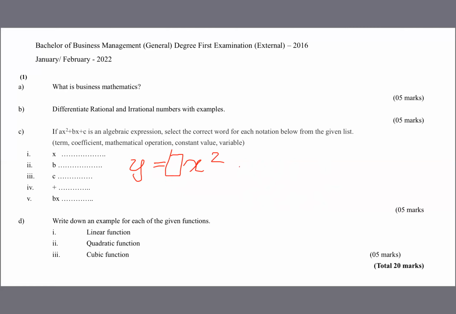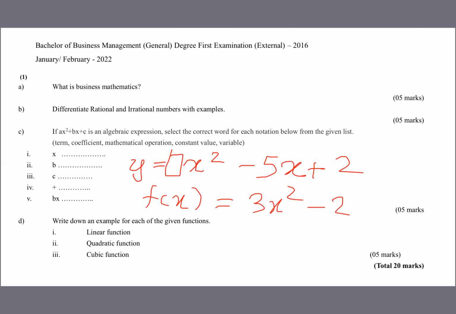Anyway, x squared minus or plus 5x, right? If there is an x term, or if there is a constant term, you can also put it. Or you can write f(x) = 3x squared minus 2. In this case there is no x term, but it doesn't matter, because the compulsory requirement is that you have to put in a term with the highest power of x being 2.